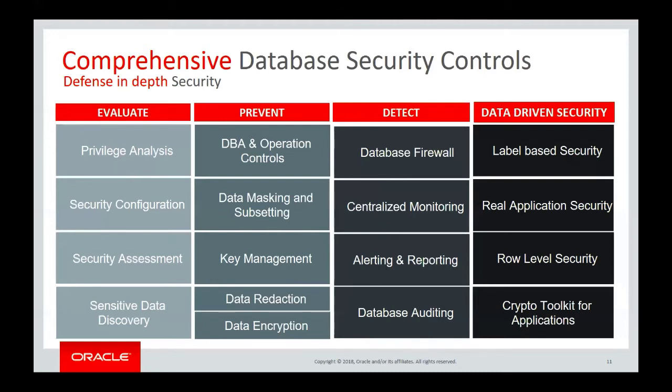Yeah, what about Label Security and Real Application Security? So Real Application Security is part of the core database. So as long as you have Enterprise Edition, you have Real Application Security. Label Security is an extra cost option. But it's not part of the advanced security license. No, advanced security is mostly encryption. The only real access control mechanism built into advanced security is data redaction.